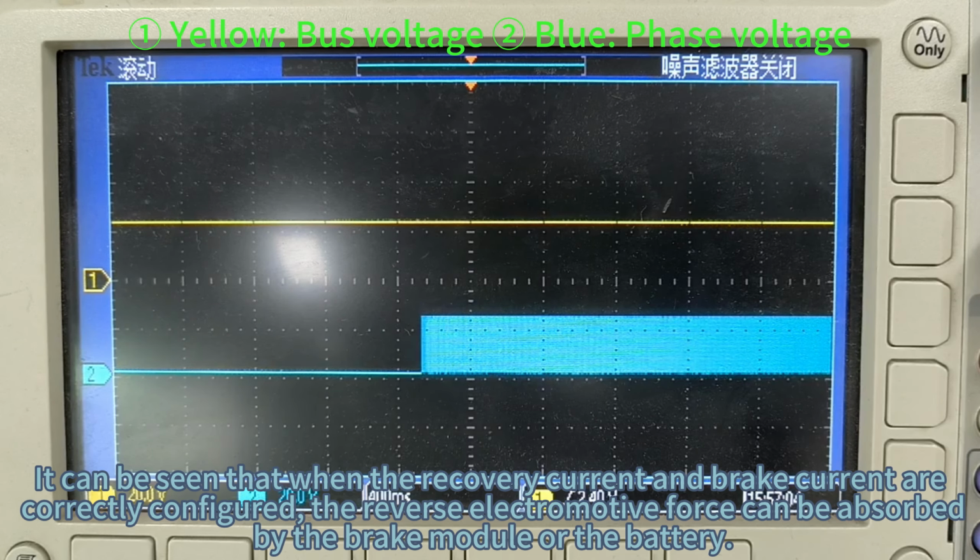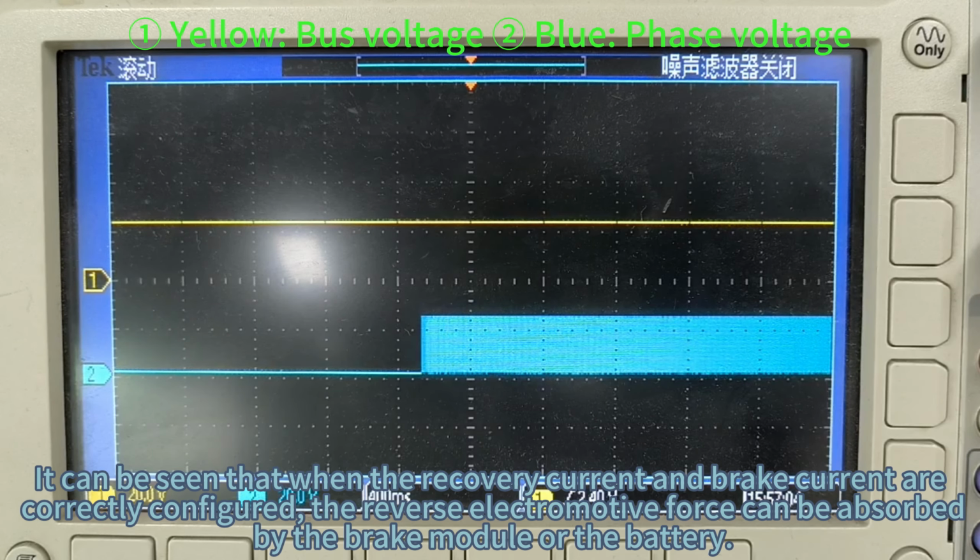If the braking and regenerative currents are set too high, the bus voltage and phase voltage of the ESC may experience dangerous spikes during braking. If the working voltage of the ESC is close to the upper limit of the withstand voltage, this level of spike voltage will definitely destroy the MOSFET.